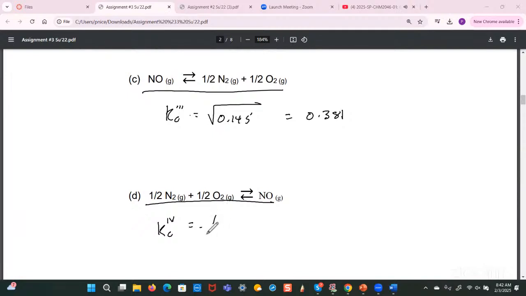1 over 0.381, whatever that gives, so 1 divided by 0.381. The answer I got is 2.62. All right, so that's basically how that is done. Okay, any questions about any of these?